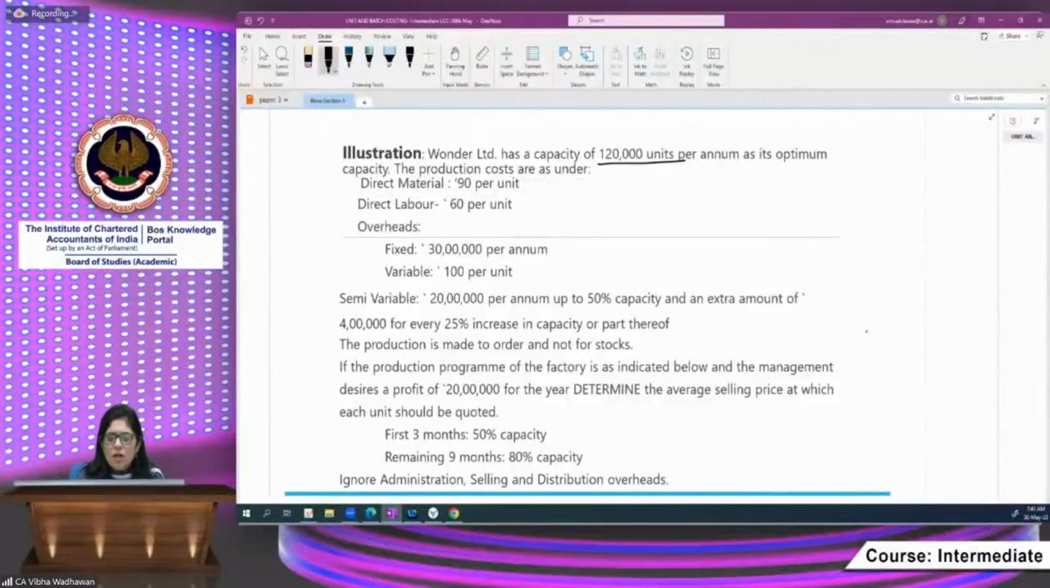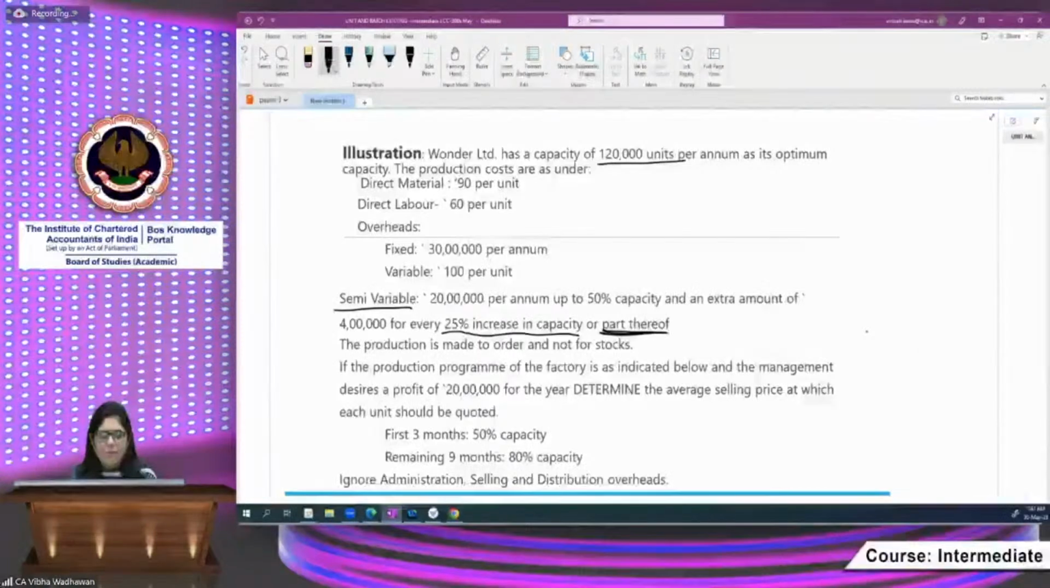The production cost, material, direct material per unit. Direct material is always variable. So it's given in per unit. Direct labor, always variable. Overheads, fixed they have given and variable they have given, right? Semi-variable also it's given. So all the elements of cost are given in this question. Semi-variable 20 lakh per annum up to 50% capacity, and then extra amount of 4 lakh for every 25% increase in capacity or part thereof.